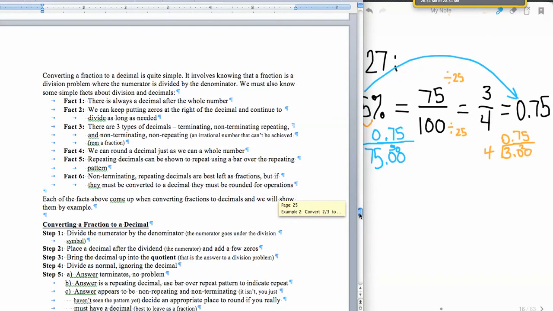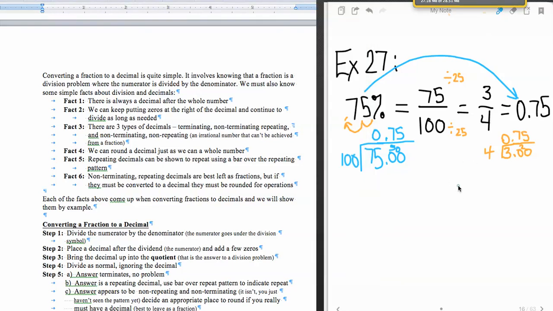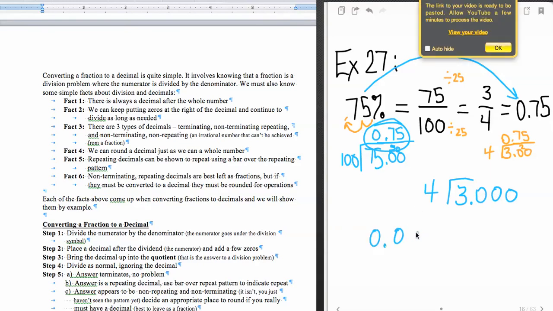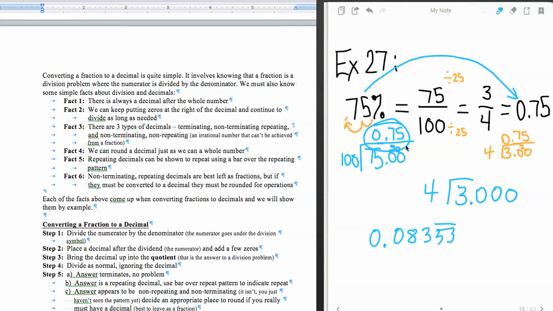We need to know a few facts about converting fractions to decimals. First of all, there's always a decimal after a whole number. So when we wrote the 3 divided by 4 over here, there was a decimal right here, and then you can keep putting zeros, as many as you want, to the right. There are 3 types of decimals. There are terminating decimals. There are non-terminating repeating decimals. We saw those in a couple of our examples before, where we saw things like 0.83333, and so on and so forth. That's a repeating non-terminating decimal.